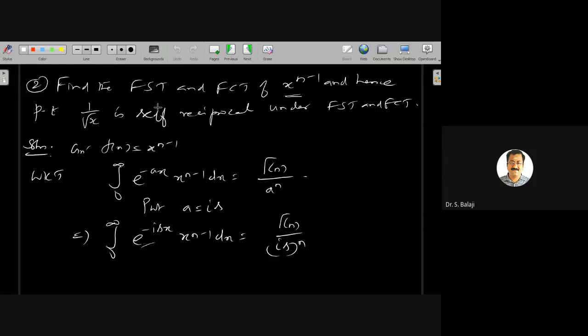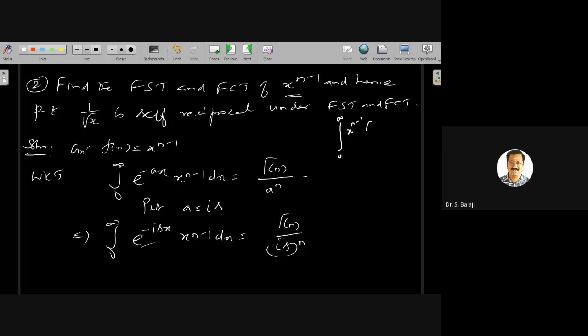We have to identify the Fourier sine and cosine transform of x power n minus 1. You have to proceed further, and then show that 1 by root x is self-reciprocal under Fourier sine and cosine. Suppose you use the definition directly here: integral 0 to infinity of x power n minus 1 times the Fourier sine or cosine kernel.